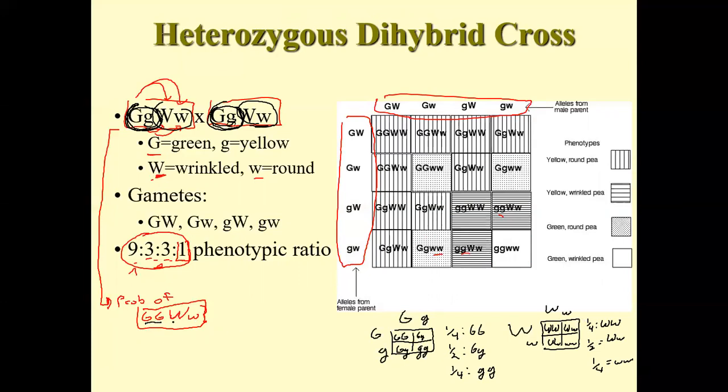Now, all you have to do: what's the probability of getting big G, big G? Well, you already have the proportions of these figured out. So the likelihood of getting big G, big G is 1/4. And then you're going to multiply it by the probability of getting big W, little w. The probability of getting that heterozygous for the W according to these parents is going to be 1/2. So you multiply these two together and you get an answer of 1/8.